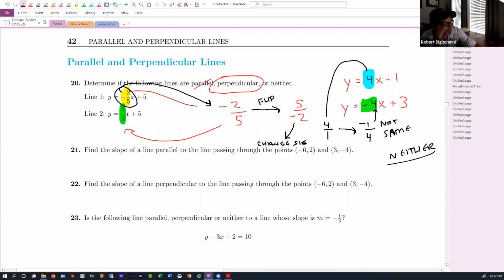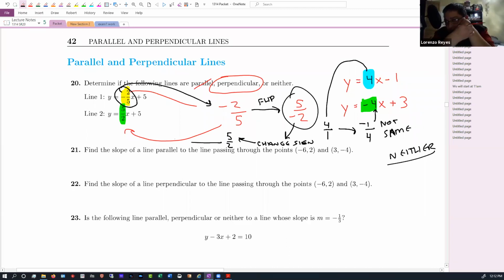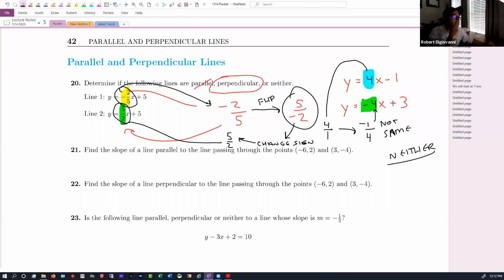And when I change the sign, what do I get if I change the sign of this one? Instead of being negative, it's positive. And that matches exactly what that is on the second line. And if they match, then they were perpendicular. But how do you know to take away the sign? That's always the case.